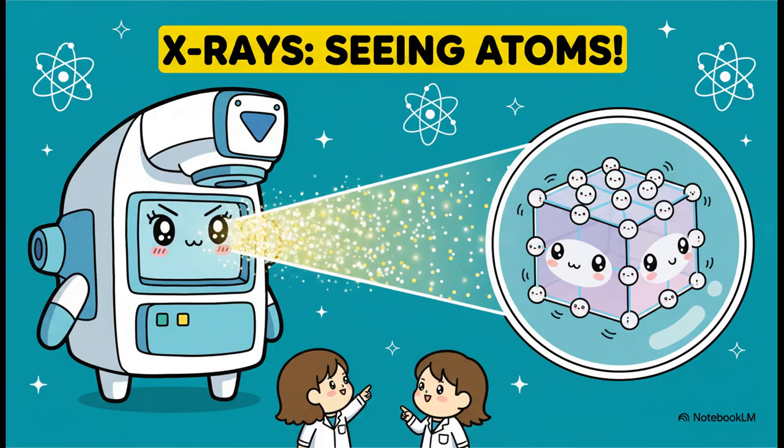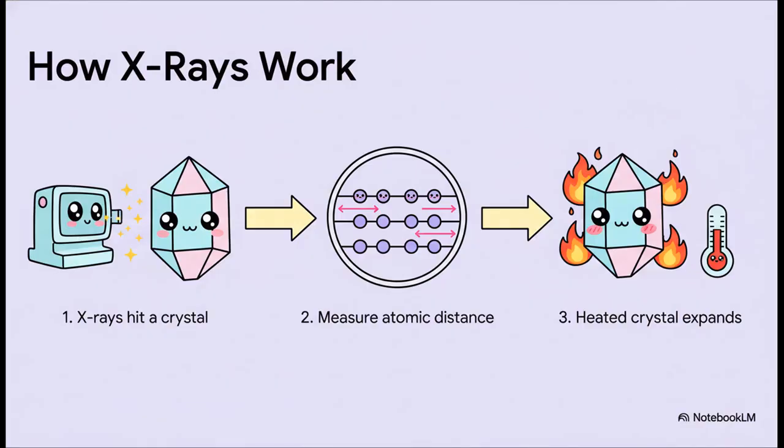But what if you wanted to see what's happening at the most fundamental level, the level of the atoms themselves? Well, for that, scientists in the early 20th century turned to a brand new, powerful tool: X-rays. This method is just so clever. You shoot X-rays at a crystal, and you can measure the exact distance between the layers of atoms in its structure. Then, as the crystal gets hotter, those atomic layers actually move further apart. So by measuring that change, you're not just measuring the expansion of the object, you're literally measuring the expansion of the atomic lattice itself. It's incredible.